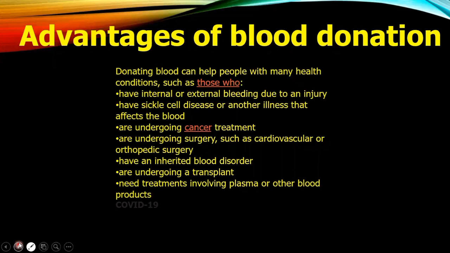So we'll see what the advantages of blood donation are. Donating blood can help people with many health conditions such as any curable diseases, having internal or external bleeding due to an injury, having sickle cell disease or another illness that affects the blood, or undergoing cancer treatment, or undergoing surgery such as cardiovascular or orthopedic surgery, having an inherited blood disorder, or undergoing a transplant and needing treatment involving plasma or other blood products. So these are the advantages of blood donation.